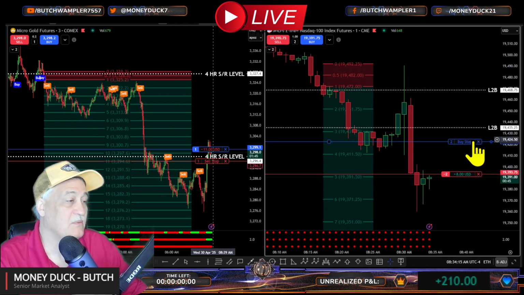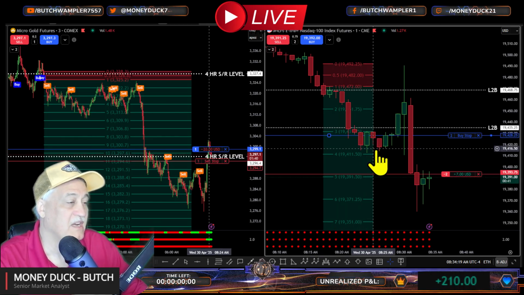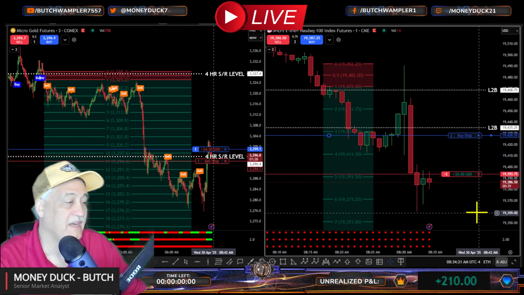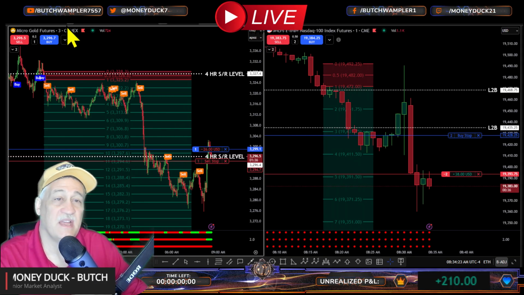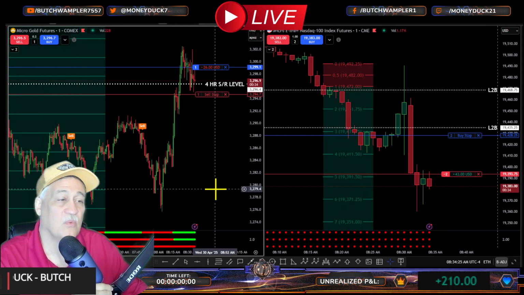So right now we'll see what happens. My stop's a little bit tight on this. I need to move it back a little bit. I wanted it up above these lows right here. So we'll see what happens on that. We'll dial the gold down to a 1 minute as well.